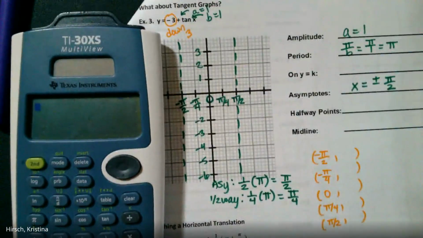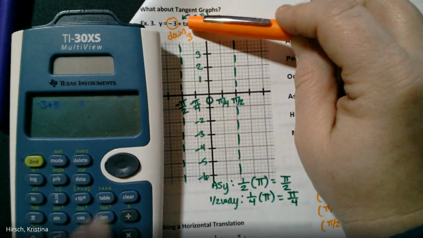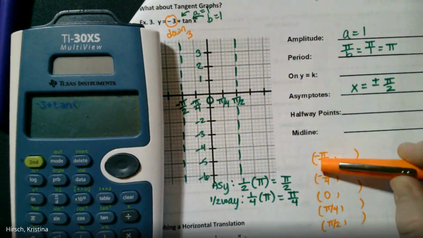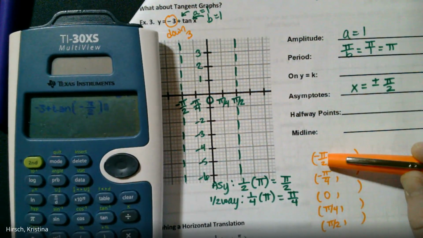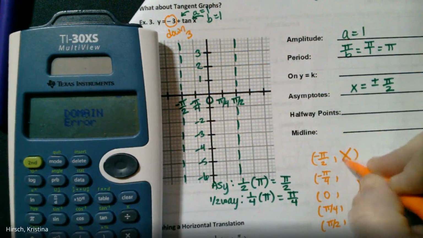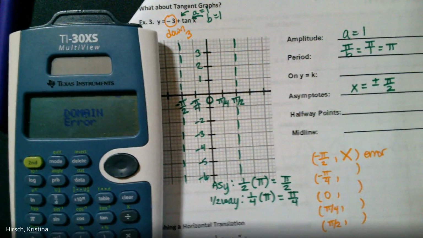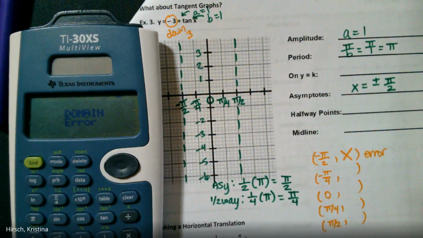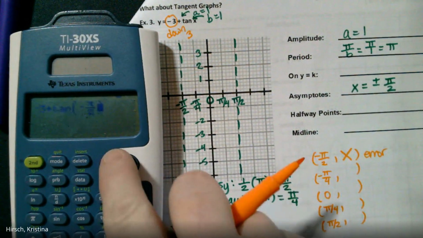My original function was -3 plus tangent of x. So in this case, it's going to be negative pi over 2. I'm going to get an error, and I got an error because of my asymptote. That's good news. We expected it. If we had gotten something, we would have been like, maybe I messed up, especially when we start getting into the horizontal shifts. So this is a good clue. We're good.